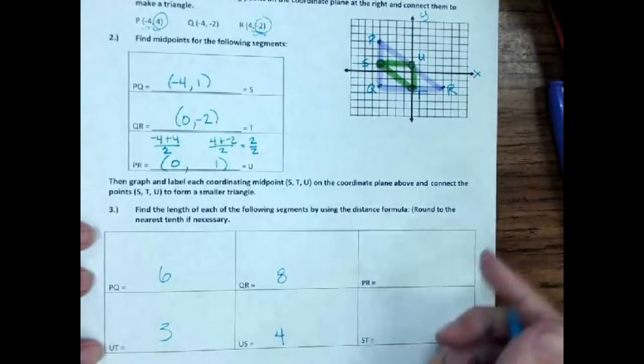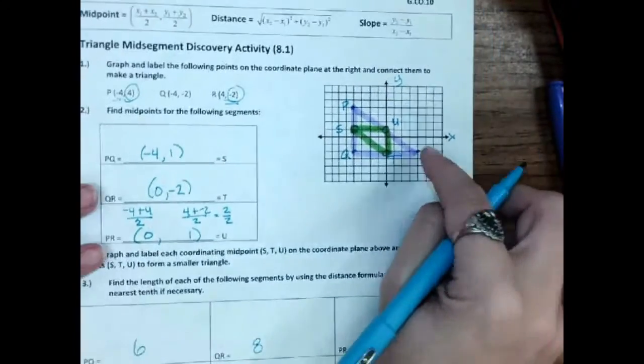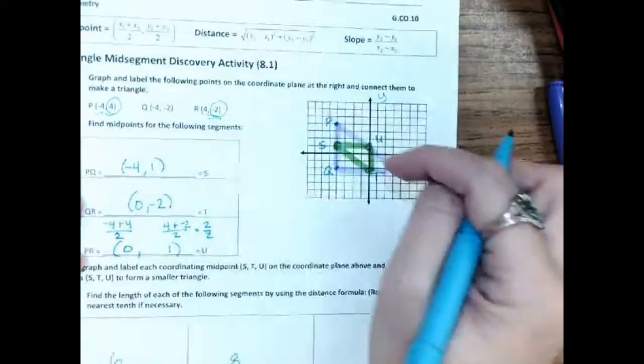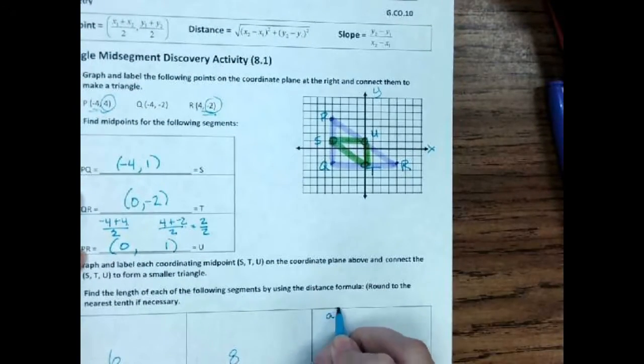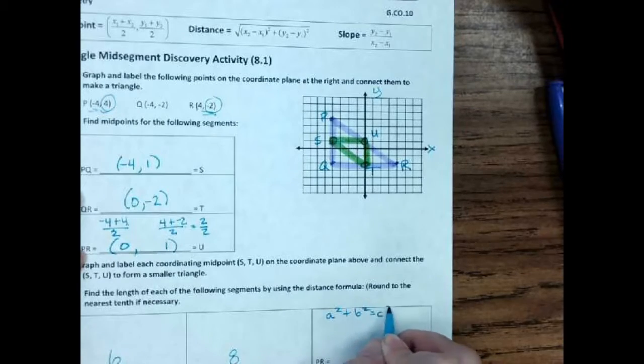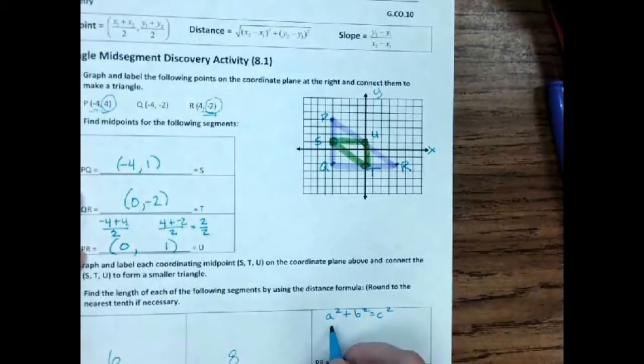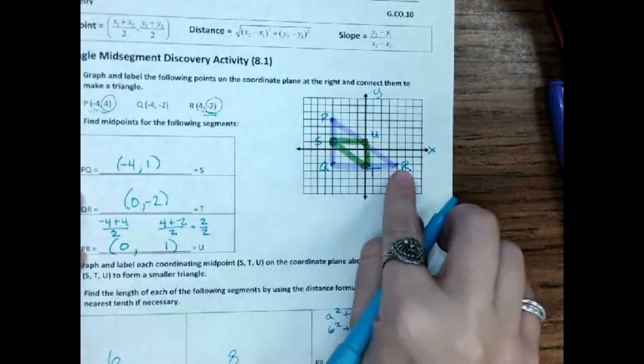Now, PR is this one here. I can use the distance formula like we did earlier, or I can just use Pythagorean theorem. Pythagorean theorem, remember, is a squared plus b squared equals c squared. This side was 6. This side was 8. We just wrote them down here.